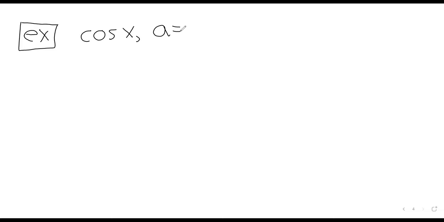And this time, let's use a center other than 0. Let's look at A equals 15. Yesterday, we found the Taylor series around 0, and it was really nice. But part of the reason it was so nice is that the cosine of 0 and the sine of 0 are both nice numbers. So let's see what happens if we look at some less nice numbers.